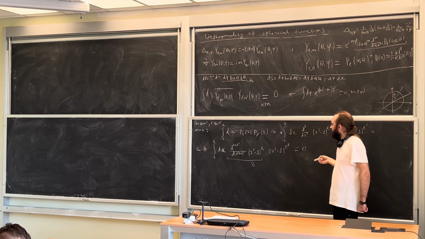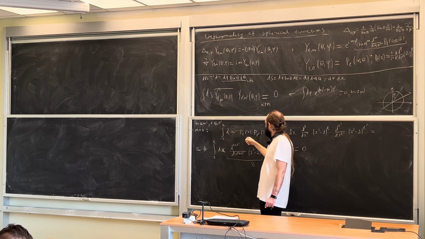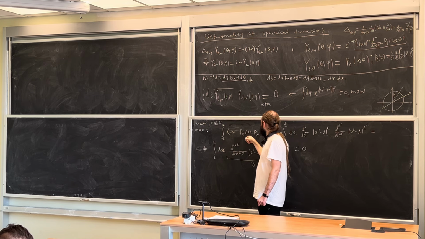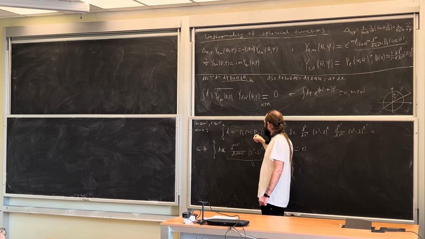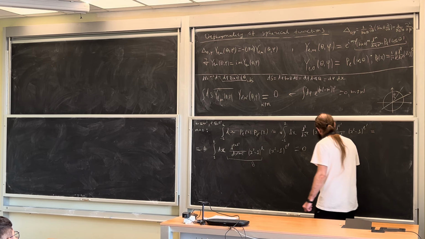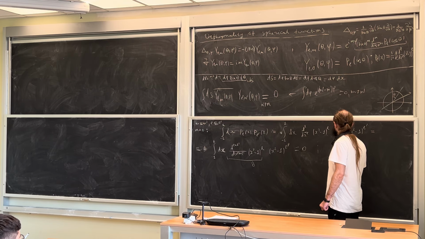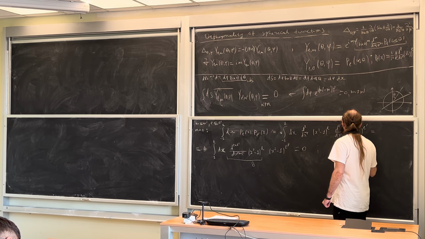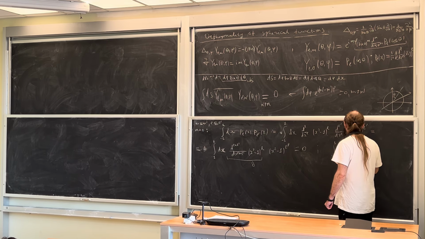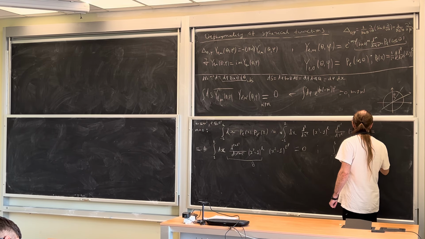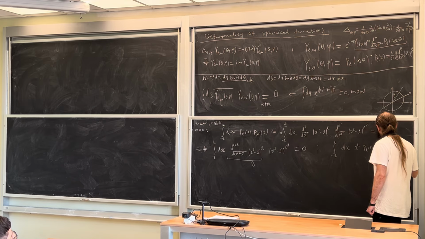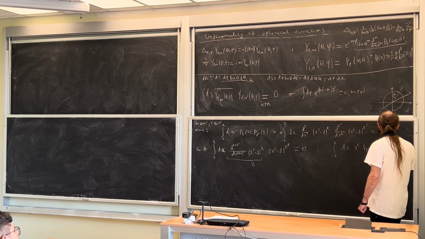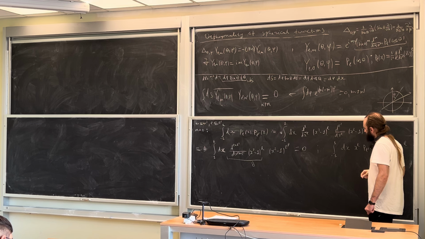And we can notice that the only thing which was important was that this polynomial was of degree L less than the degree of this polynomial. So in the same way, we can show that the integral from minus 1 to 1 dx of x to the L times P_L prime of x is 0 when L prime is greater than L.